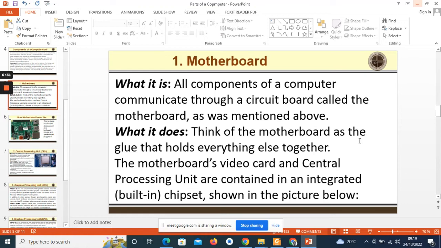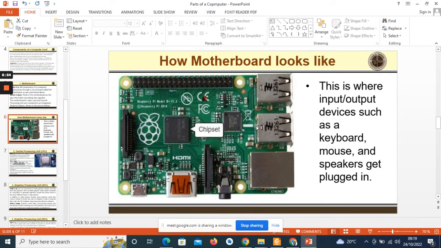Everything that connects all the components in a computer is the motherboard. So the motherboard is where everything is attached. The motherboard's video card and central processing unit are contained in an integrated built-in chipset, also known as the integrated circuits, that are shown in the picture that we are going to see here. So if you look at this picture, this is how the motherboard looks.